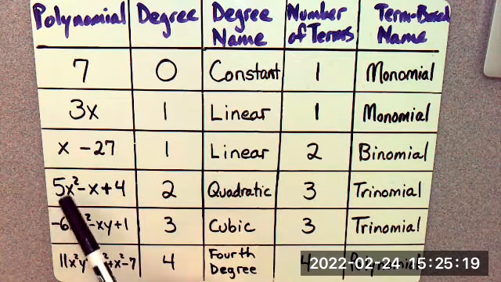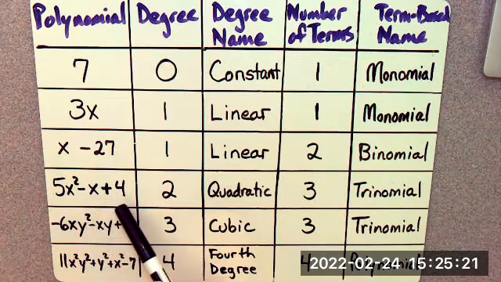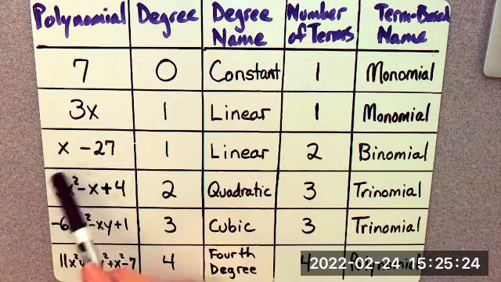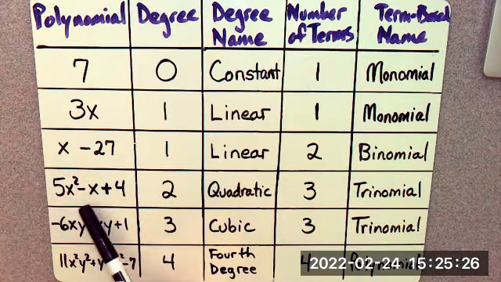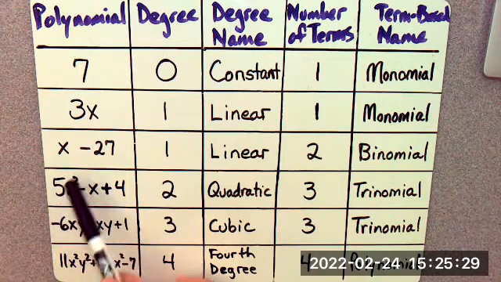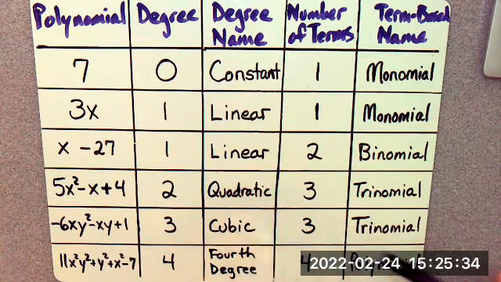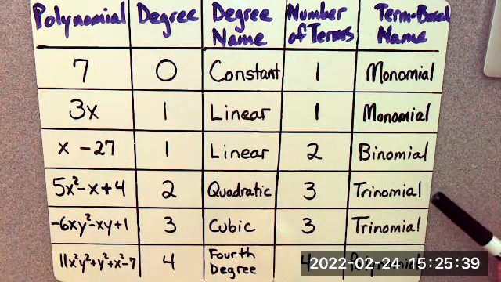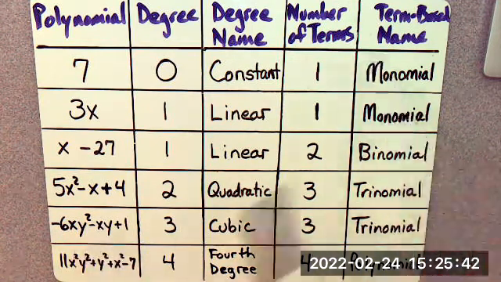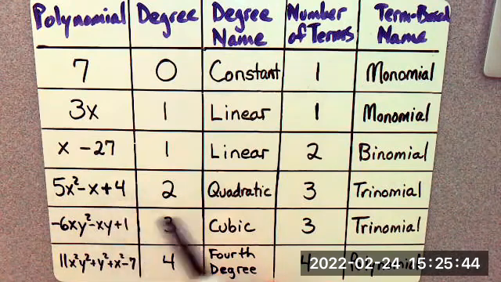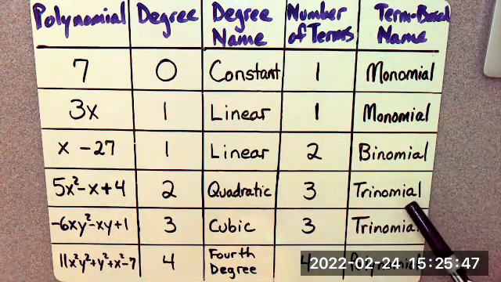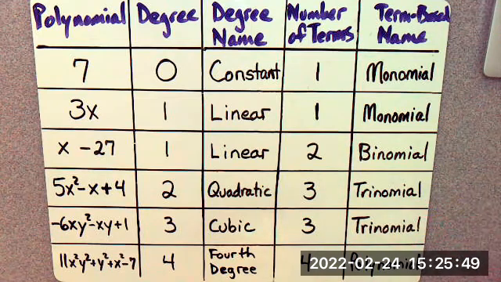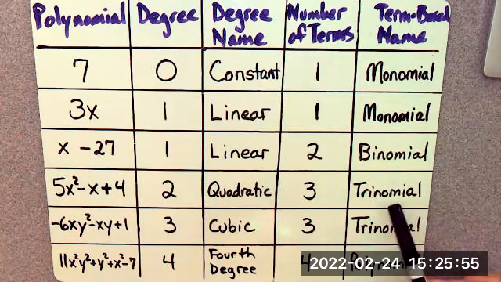If we look at 5x squared minus x plus 4, the highest degree monomial of the polynomial is 5x squared. So it has a degree of 2. And it's considered quadratic. That's a fancy word, but that's a quadratic equation, which we are going to be studying. So the number of terms, 1, 2, 3. So we have 3 terms. This is called a trinomial, like a tricycle has 3 wheels. Tri means 3 numbers.